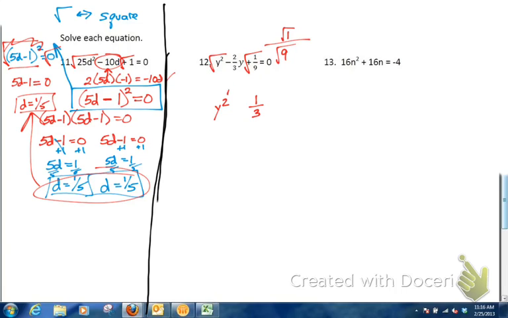Is this middle number 2 times the first number times the last number? The 2 times a, and in this case a was y. So 2 times y times 3. Oh, that leads me into a mistake of mine. Square root of y squared is not y squared. I'm making lots of mistakes today. Square root of y squared is not y squared, it's just y. Sorry about that. So this first term here is just y.